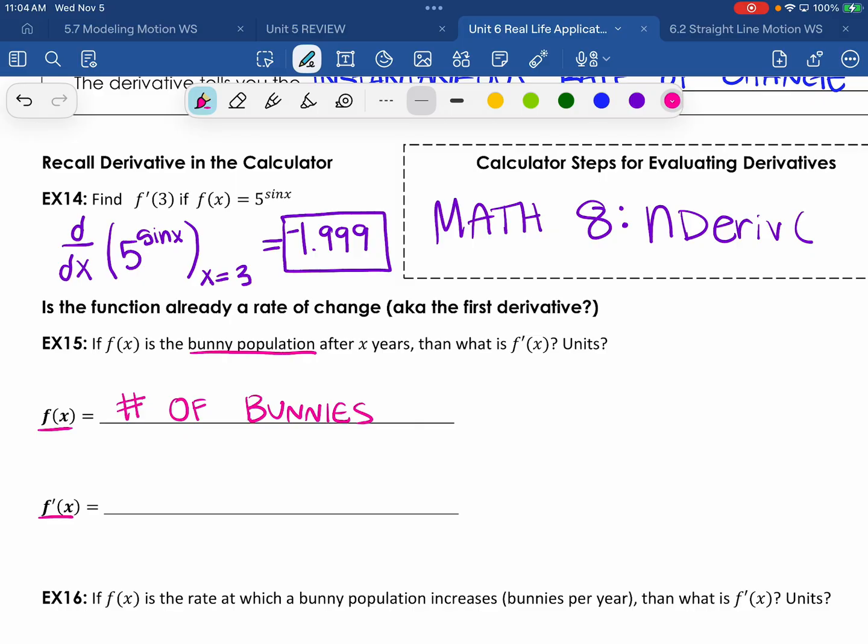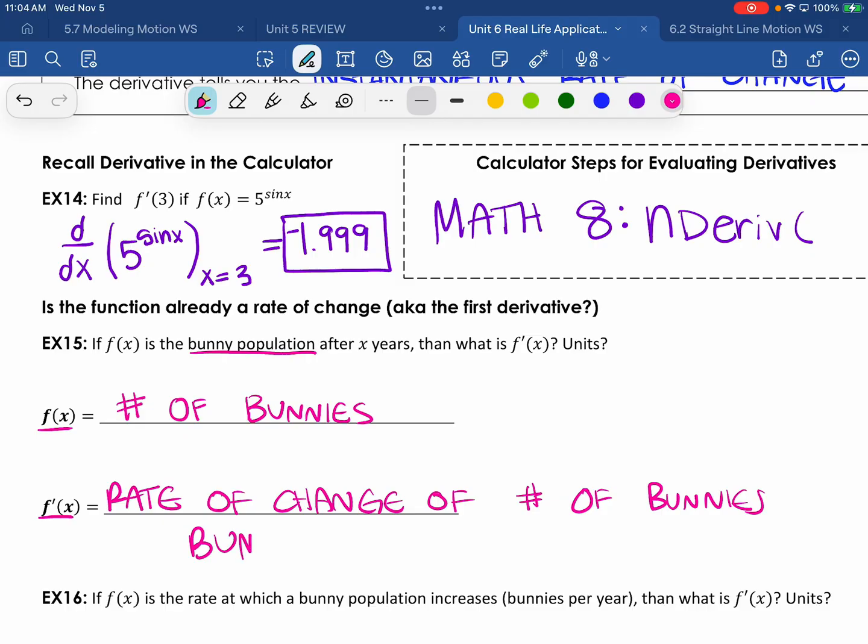F prime of x is going to be the rate of change of the number of bunnies. All right, so this is the rate of change of the number of bunnies. So your units are going to be bunnies per year. Anytime it's a rate of change, it's something per something.